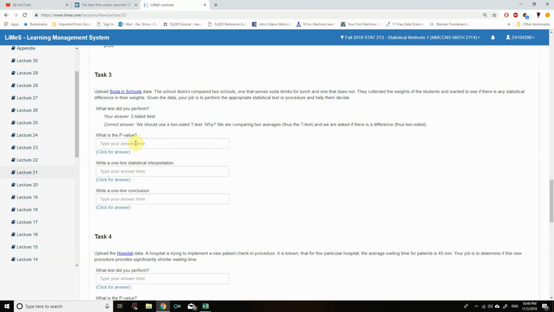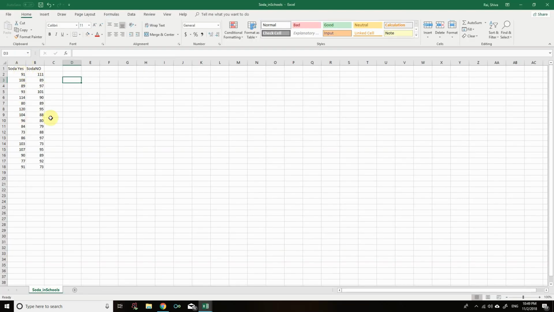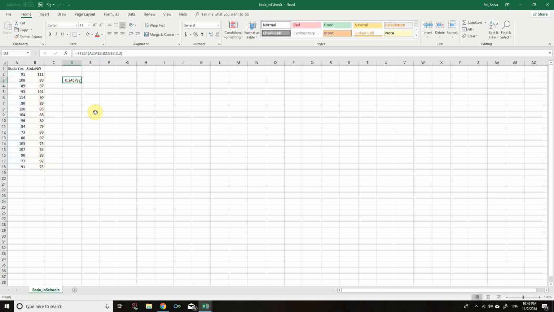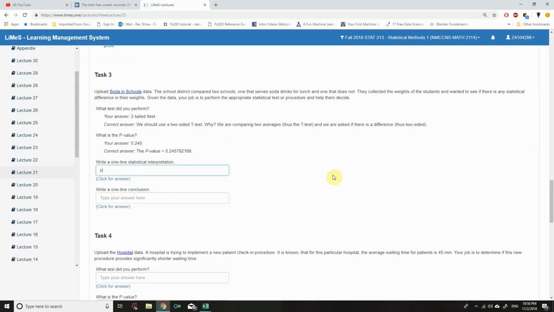Okay, what is the p-value? I uploaded the soda and school data, so let's go for the two-tailed t-test: equals T.TEST, first array is with soda, second array is without soda, comma 2, comma 3. So that's 0.2457, which is 24.5%. The p-value is greater than 5%.